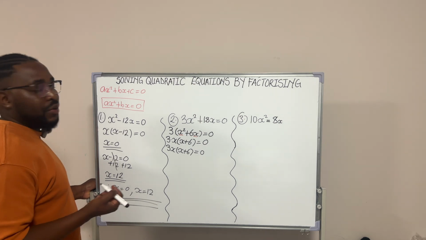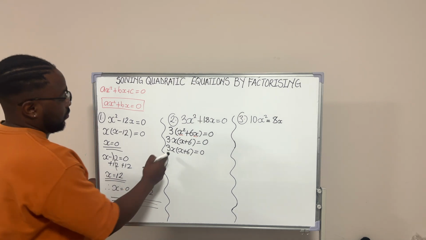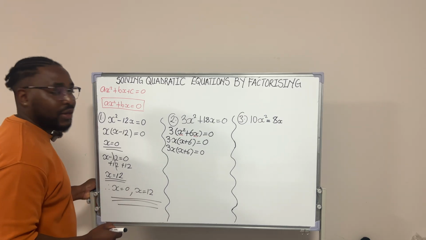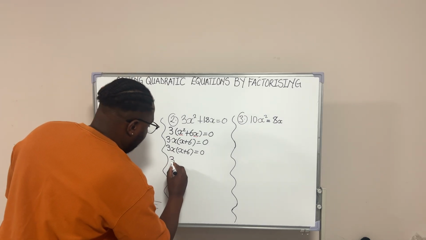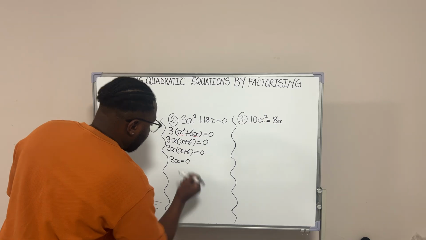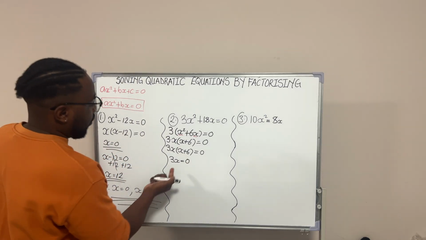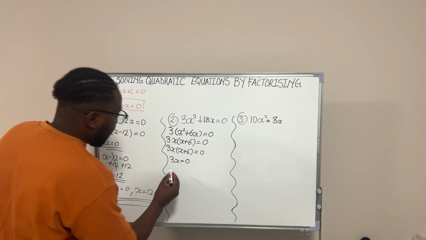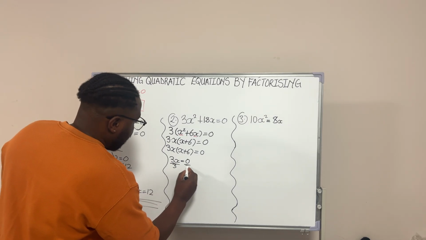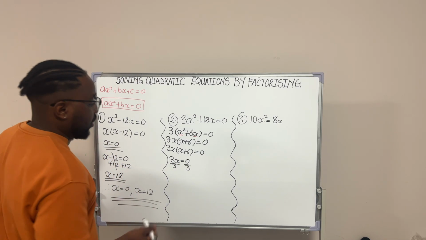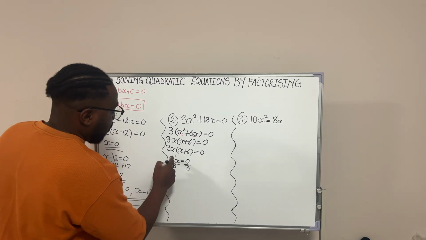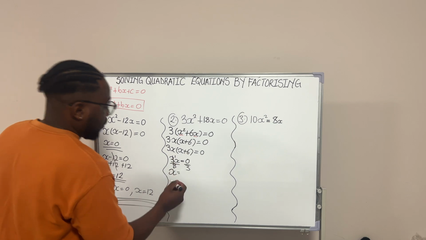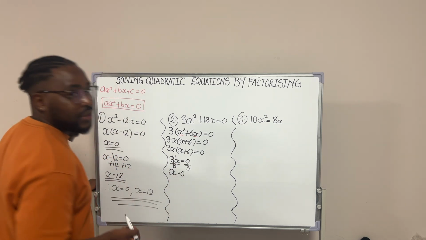So what will be our next step? We'll be setting each factor to 0. Let's start with our first factor, 3x. Let's set that to 0: 3x equal to 0. Now let us find the value of x by simply isolating it. We can do that by dividing both sides of our equation by 3. 3 into 3 is 1, 1 multiplied by x is x, equal to 3 into 0, which is 0.